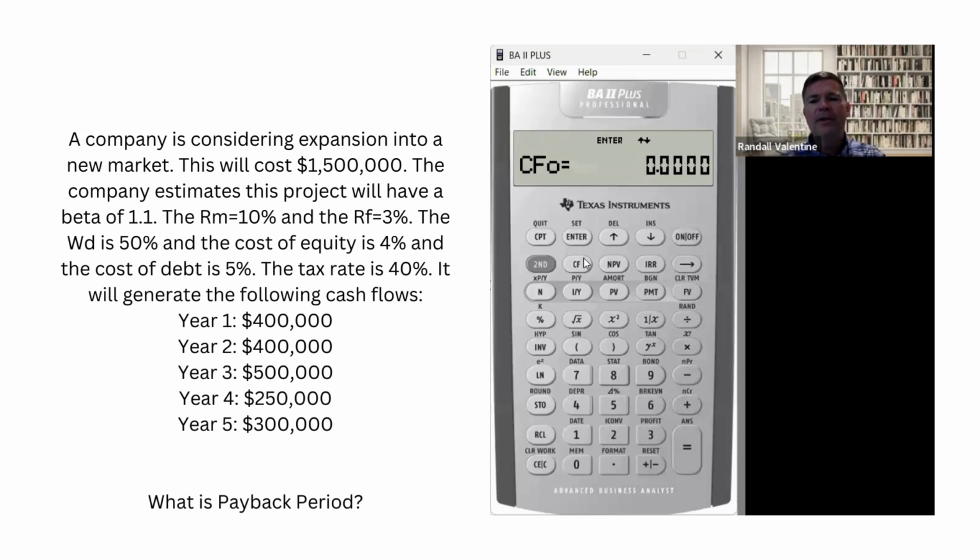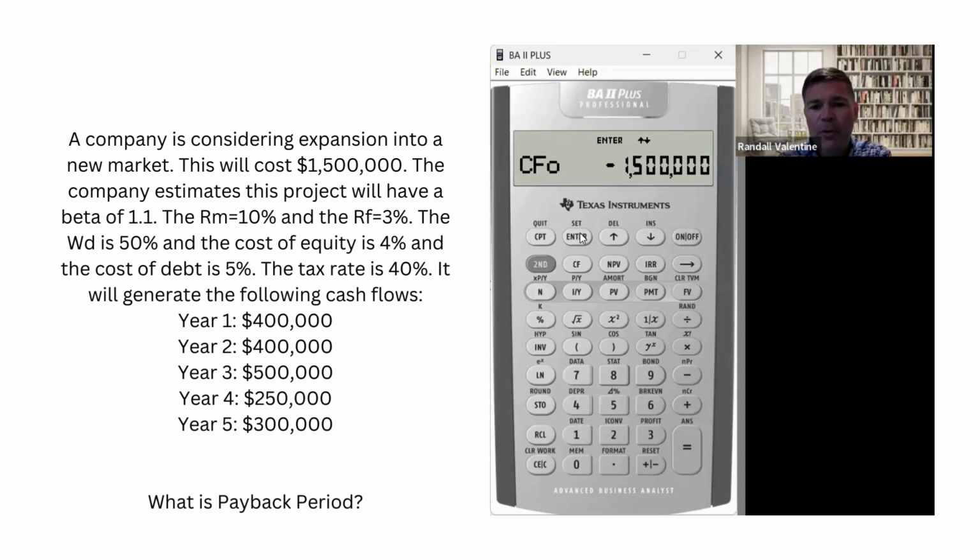So CF0 is how much this project is costing us in year zero. Well, we see in the problem, the project costs 1.5 million. So we type in 1,500,000. This is also very important: enter this in as a negative, because that first cash outflow is an outflow, not an inflow. No project is going to yield you a positive return at T0. It just doesn't work like that. T0 is always going to be a cash outflow.